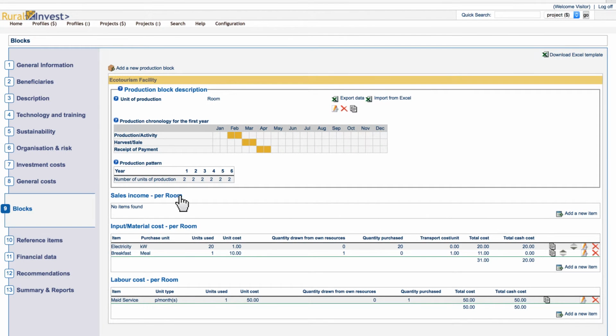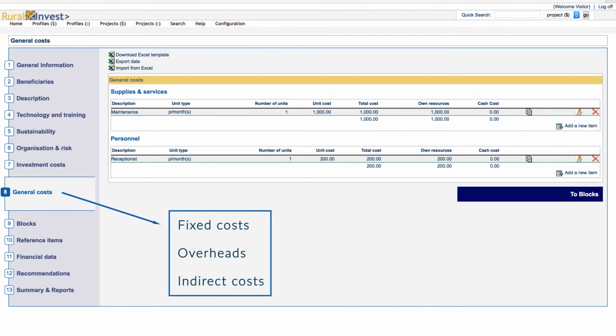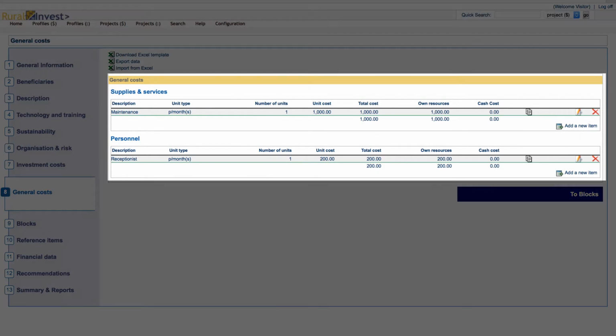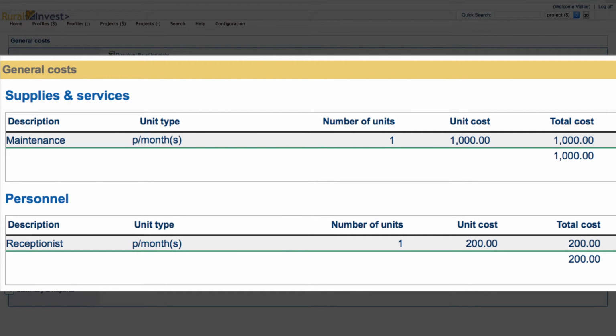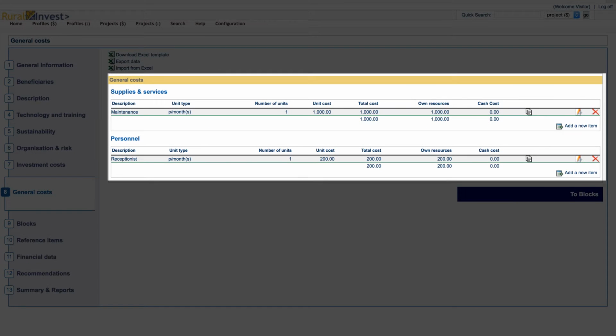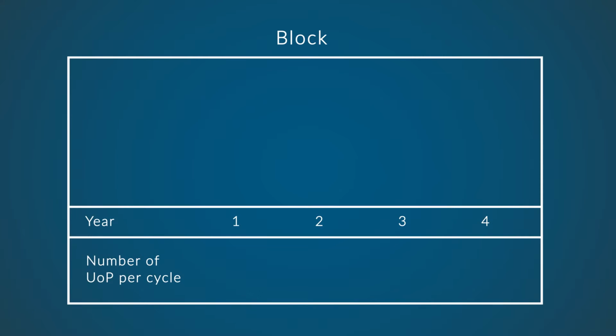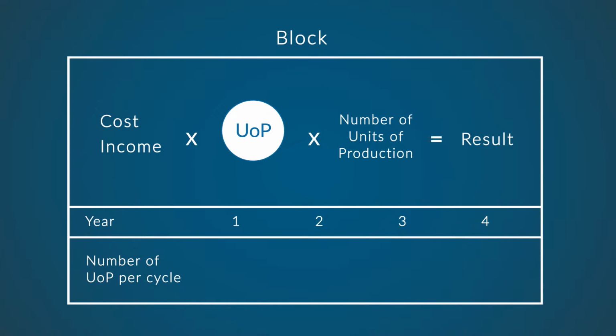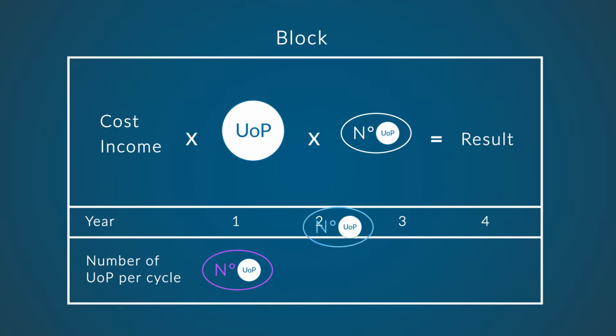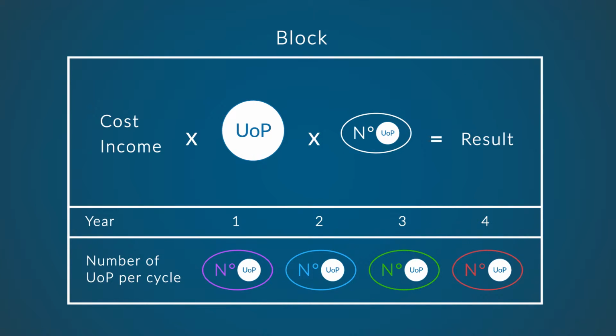Of course, indirect costs, also known as fixed costs or overheads, are usually given by time period. Maintenance of the hotel or the cost of the receptionist would normally be per month, as they do not generally change as the number of guests change. Remember, the software will multiply the costs and income for each block by the number of units of production each year. For this reason, it is critical that all costs and income numbers are for a single unit of production.